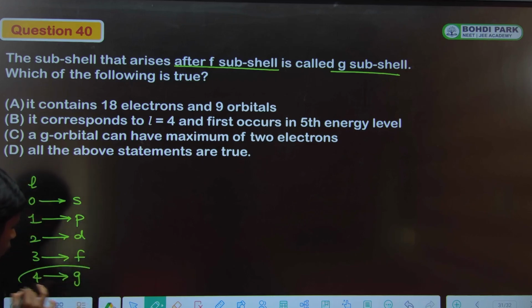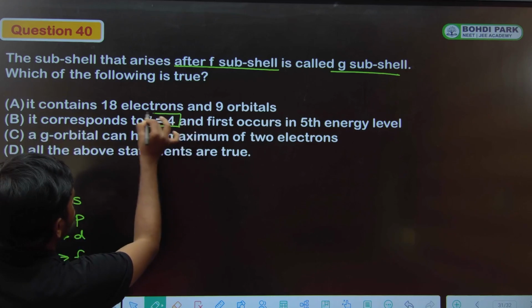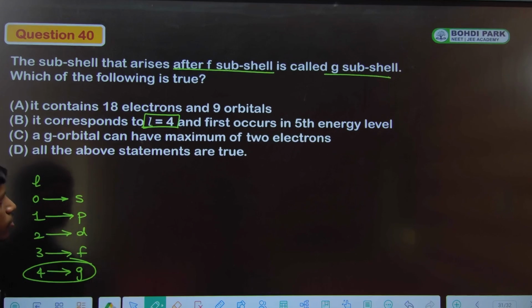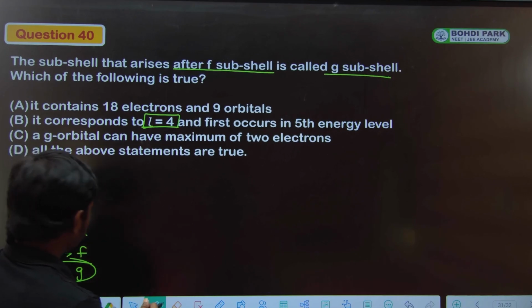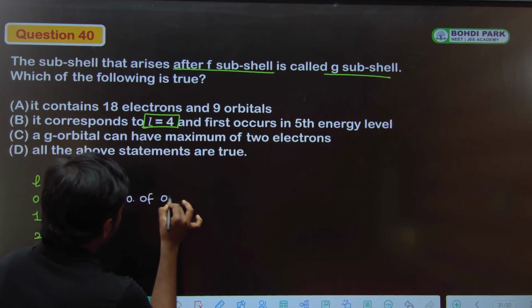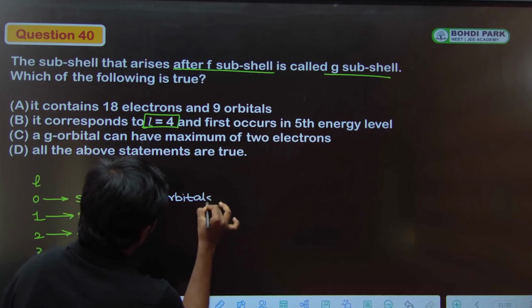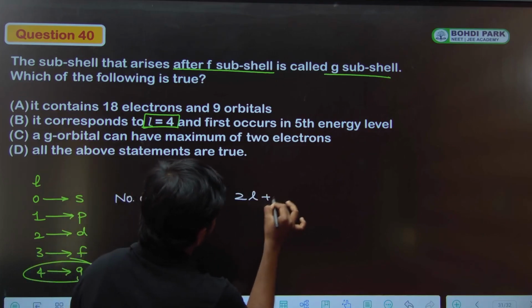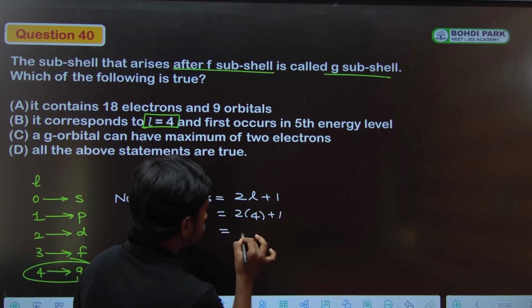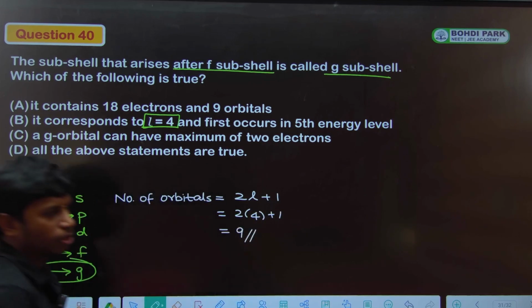Okay? The L value of G is 4. Okay, so it corresponds to L is equal to 4. Correct? Okay, so how many orbitals are there? How to find that, sir? 2L plus 1. The formula for number of orbitals is 2L plus 1. The L value is 4. So 2 into 4 plus 1, which is 8 plus 1, 9. There are 9 orbitals.